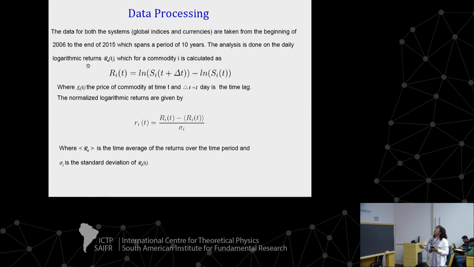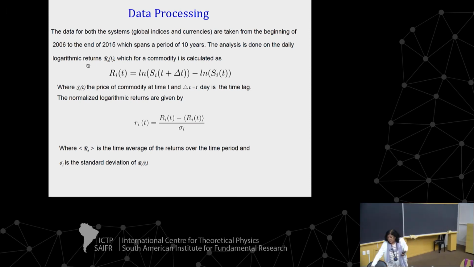And we'll be doing daily logarithmic returns, defined in this way, where the S_i are the prices of the commodity. And T goes over a year, which is 250 days. And the delta T is the closing price, the 1 day. Okay, so daily prices. And then the returns will be defined in this following way, where sigma is the standard deviation. Okay. Everybody's familiar with this.